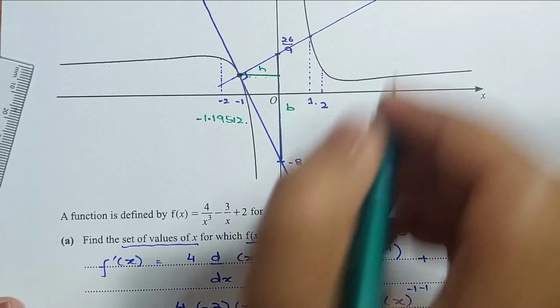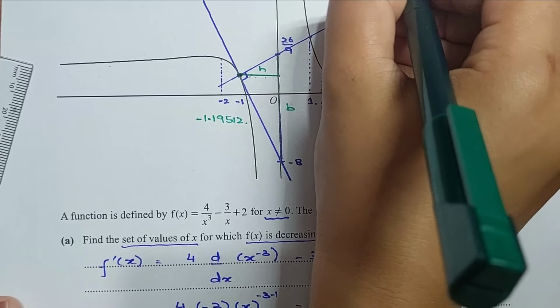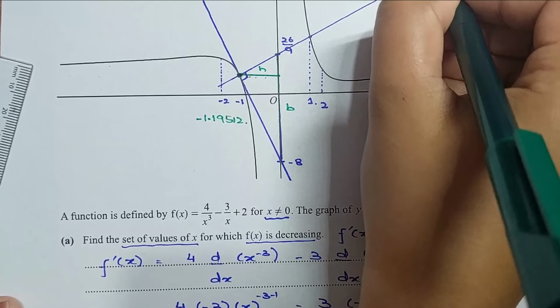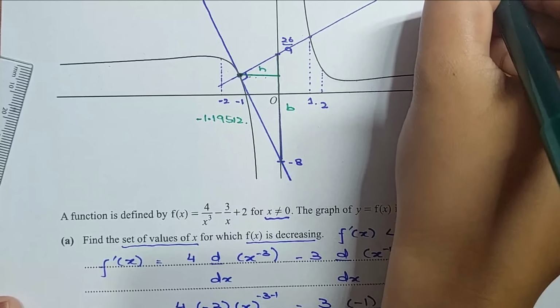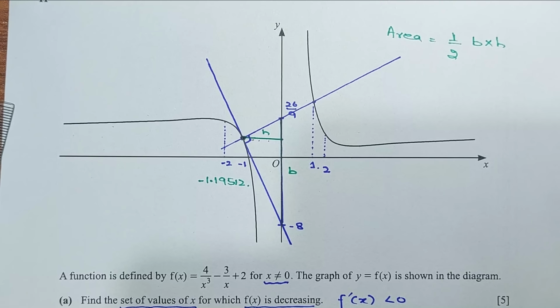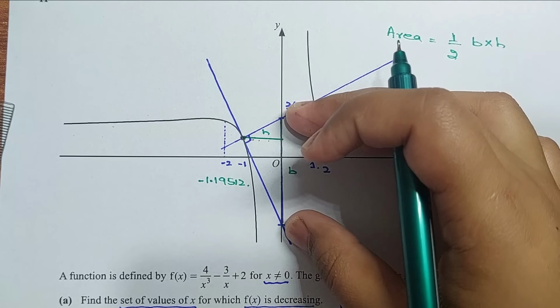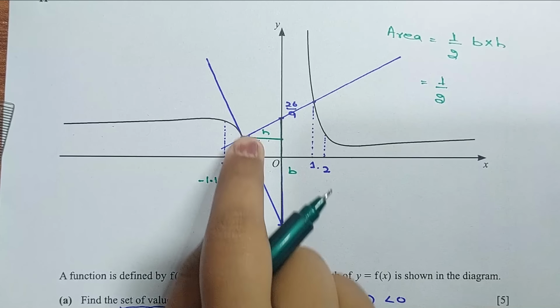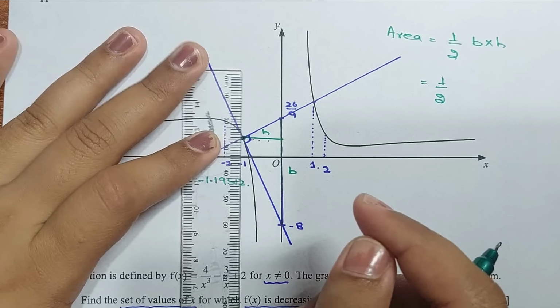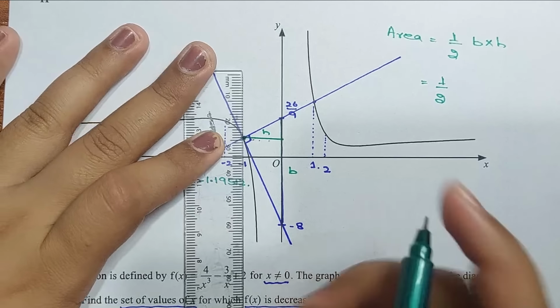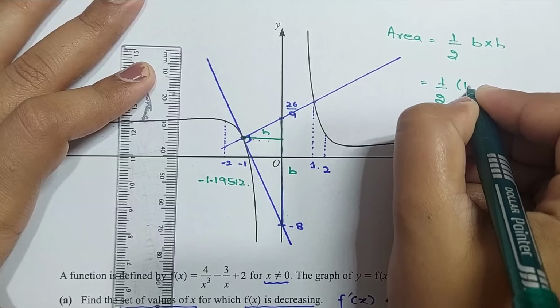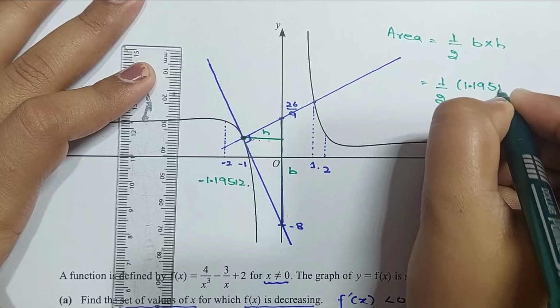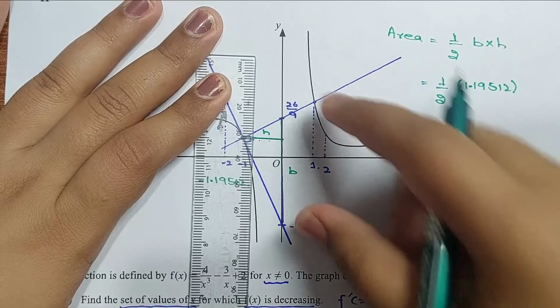So the area of a triangle is half base times height. It is a right angle triangle, so we can use base times height. This would be the base. Let me find out the height. The height is from this point, negative 1.195, until 0. So 0 minus this becomes positive 1.19512, and the height is this distance.